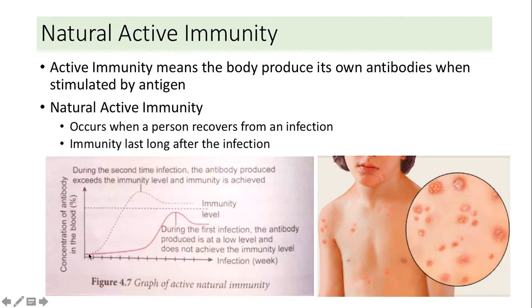Okay, as you can see here, during the first infection, let's say kamu dapat demam campak for the first time, okay, the antibody dia akan makin menaik, and then dia akan drop a bit after a while. But then bila kamu exposed for the second time, the antibody production dia akan lagi tinggi. So that's why you won't be able to get the same infection twice.